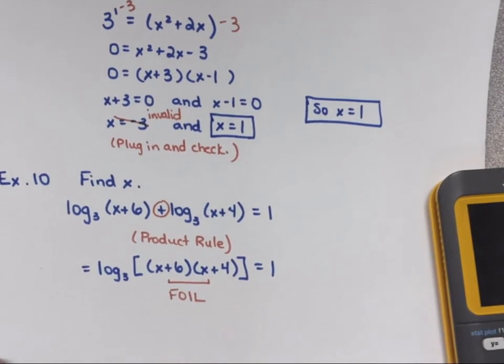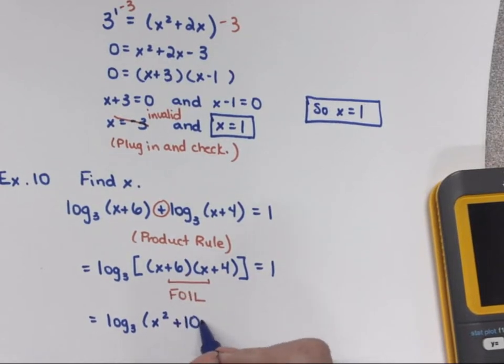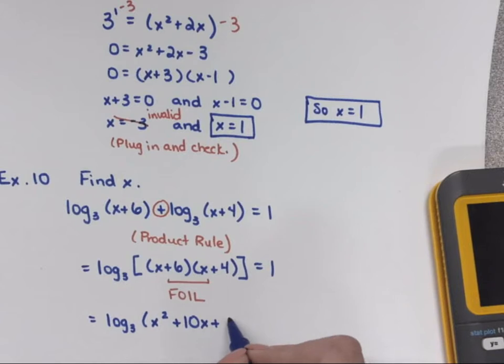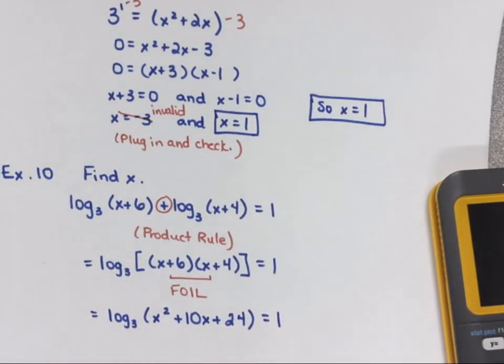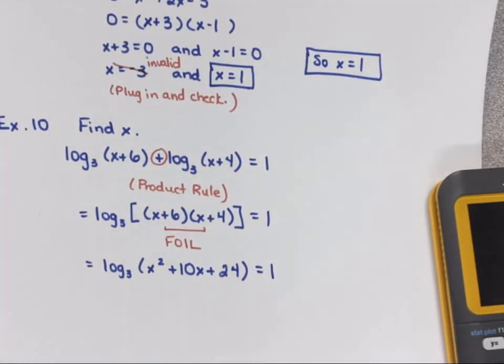So I'm not even ready to do the rewrite step until I get this cleaned up. Okay, so this would be the log base 3 of x times x is x squared. X times 4 is 4x, plus 6x would be 10x total. And then 6 times 4 is 24. Notice everything else stayed the same in that step. I just FOILed out the x plus 6 times x plus 4. But now I'm ready to do arguably the most important step here, which is what? Rewrite.